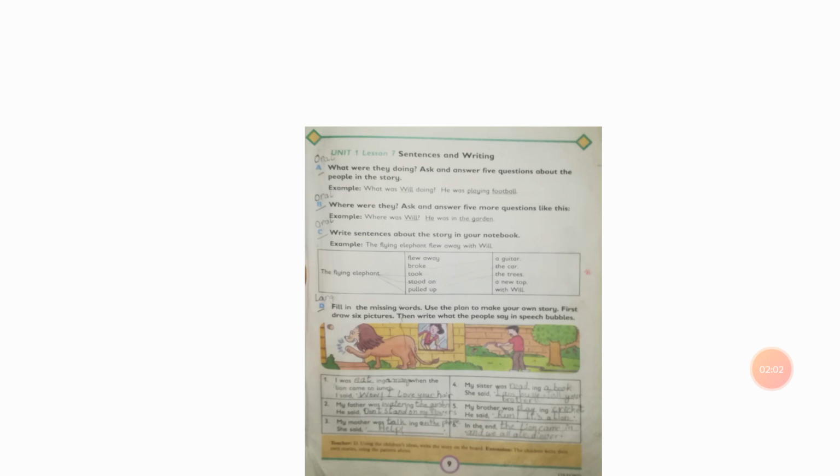What was Will's sister doing? She was doing her homework. Part B, Oral. Where were they? Ask and answer 5 more questions like this.